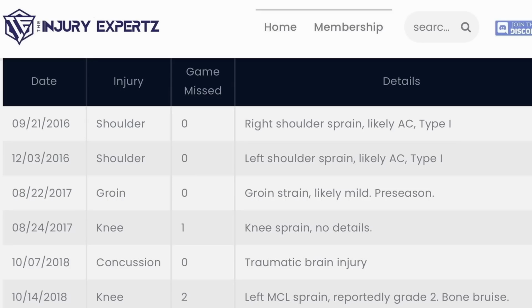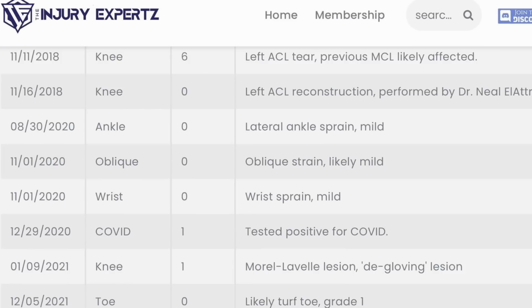Unfortunately, we are going to talk about an injury to Cooper Kupp. Now, I had significant reservations coming into the season because Kupp has had a fair share of injuries. If you want to see it, here's his injury history right here.